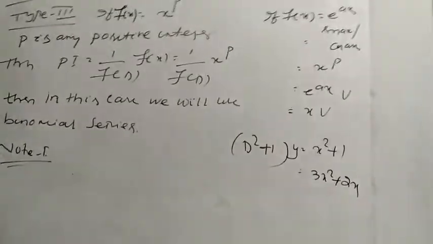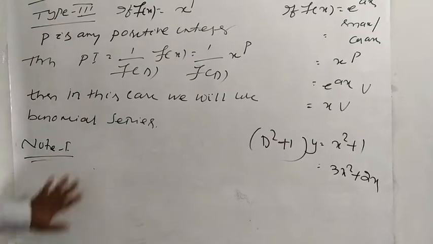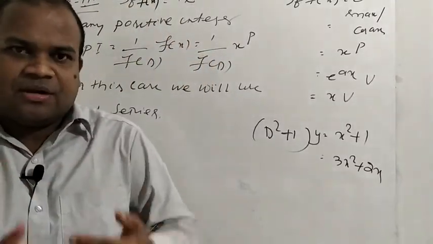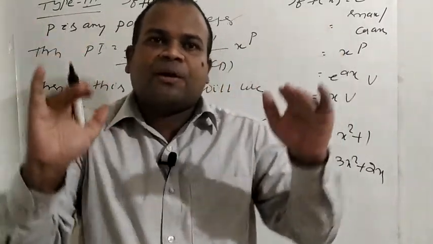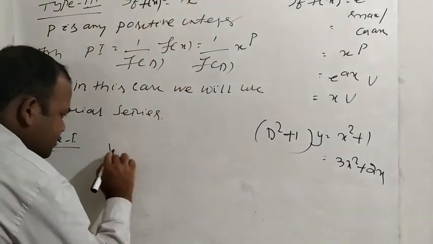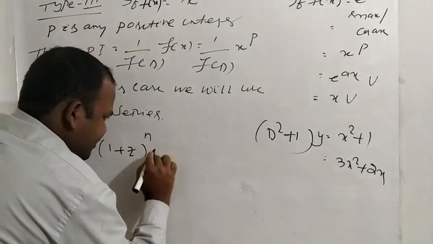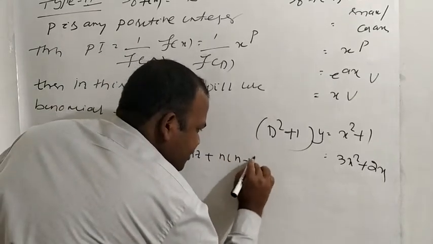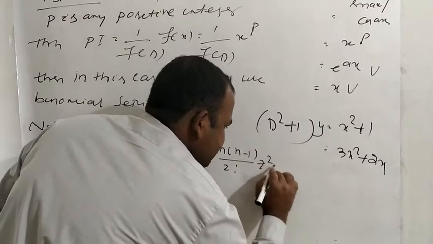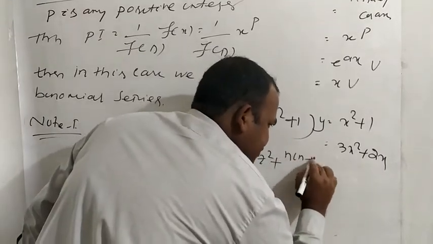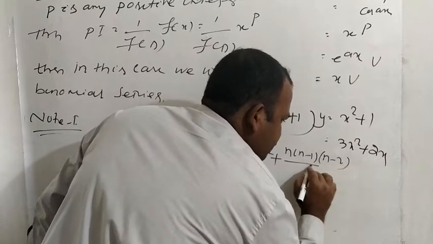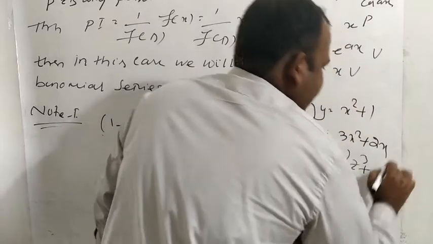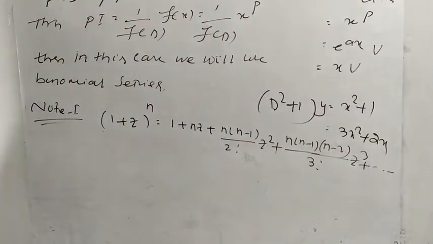Note 1. In case of binomial series, you will arrange the expression as (1 + z)^n, or 1 upon 1 + z, or 1 upon 1 − z. So (1 + z)^n equals 1 + nz + n(n − 1)/2! z² + n(n − 1)(n − 2)/3! z³, it will continue. This is the first formula.